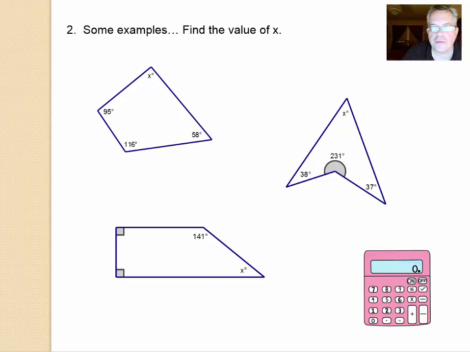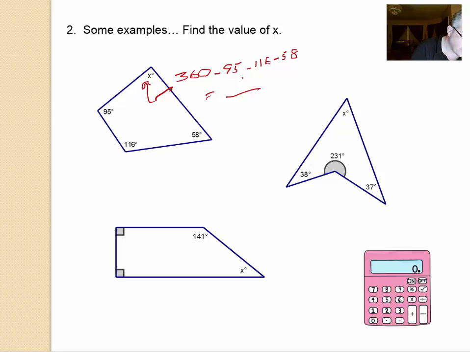Just like triangles, the first problems are ones where we're just missing an angle. So if we know three angles of a quadrilateral, we can find the fourth one because the total is 360. So we're going to solve these really quickly. We just have to grab a calculator, do a little subtraction. To find x here, we got to do 360 minus 95, minus 116, and minus 58. And whatever's left over has to be the fourth angle of the quadrilateral.